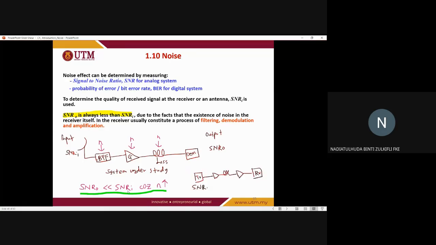For cables and wired systems, you can have your transmitter connected using cables to your receiver, and in between the cables you can have gains. So in this case, SNR in can be assumed at the transmitter, and at the receiver is our SNR out. Okay, so whether it's SNR in or SNR out depends on the system that you want to study.